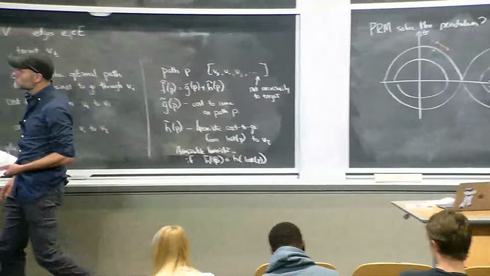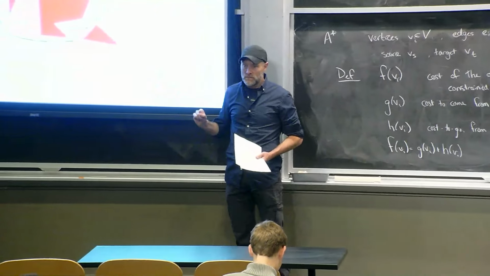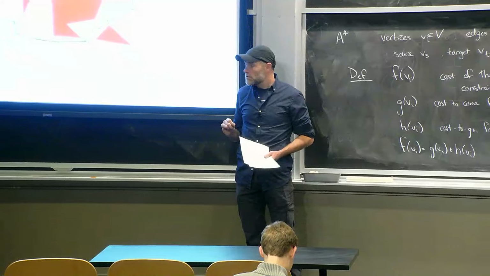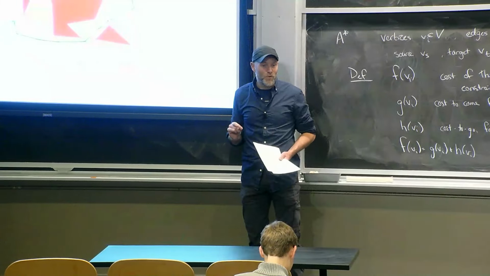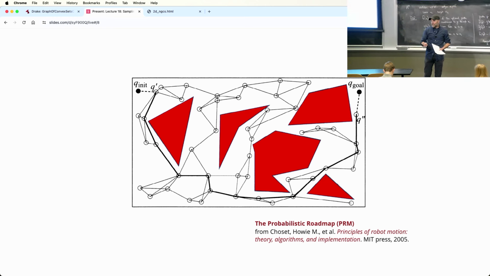So is this algorithm complete? It's complete in a certain special variant. It's probabilistically complete. So if I sample enough points, as the number of samples goes to infinity, then eventually I get completeness.